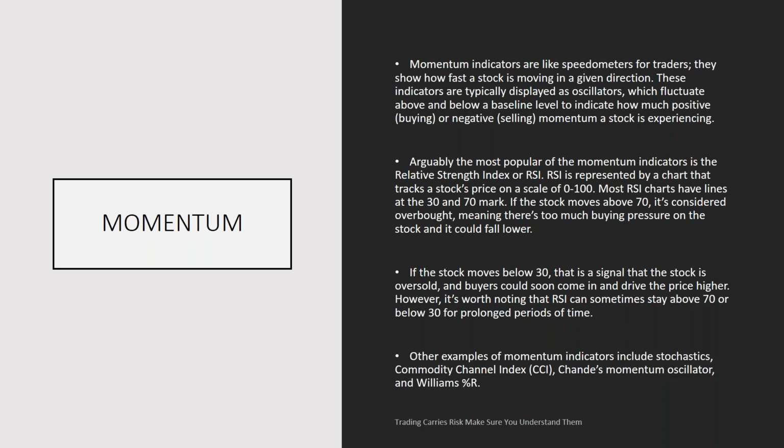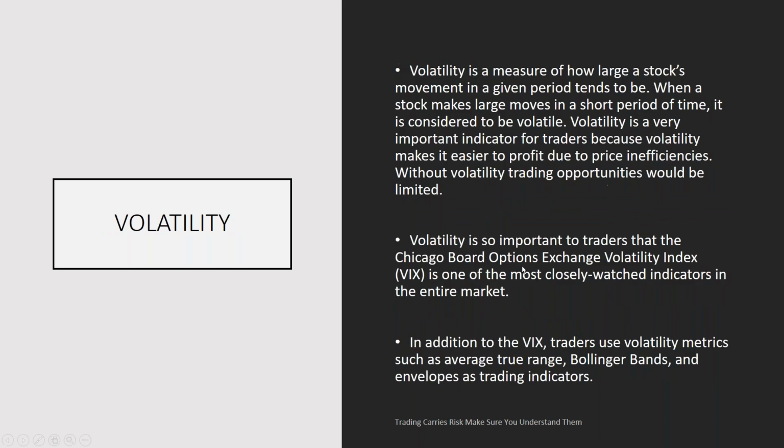However, it's worth noting that RSI can sometimes stay above 70 or below 30 for a very prolonged period of time. So there are many different types of momentum indicators. You would have to choose which ones you think work best for you and which interpretations are best. Just because one is more popular than the other doesn't mean it will work best in your strategy.